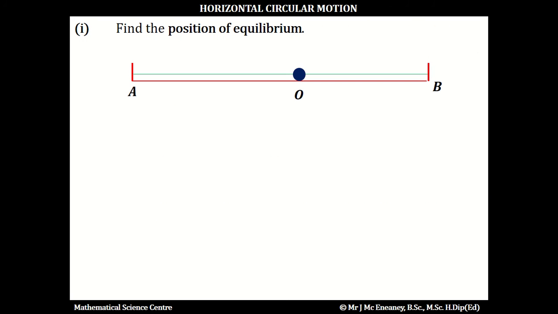We have to find the position of equilibrium, and the two positions where the resultant force on the particle would be 40 newtons. So if we want to find the equilibrium position at O, this means that the force to the left is going to equal the force to the right. Now we don't know the distance from O to A, so we'll let that be x. This means the remaining distance has to be 35 minus x.